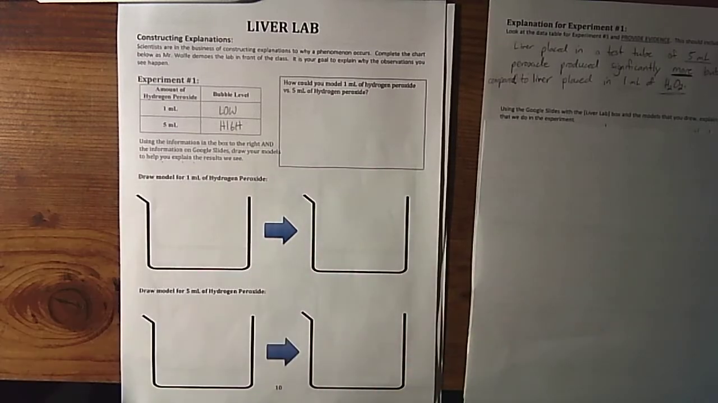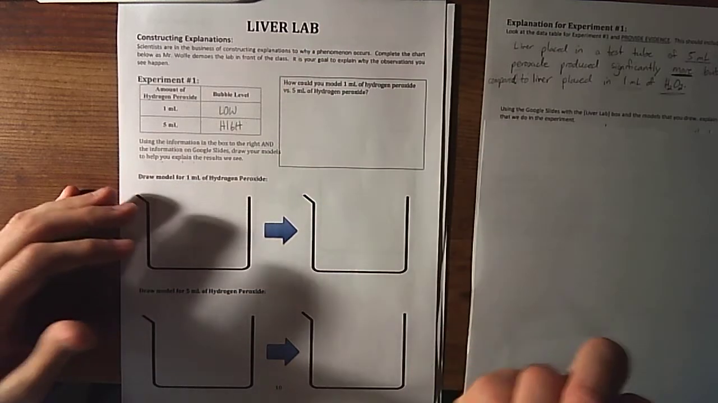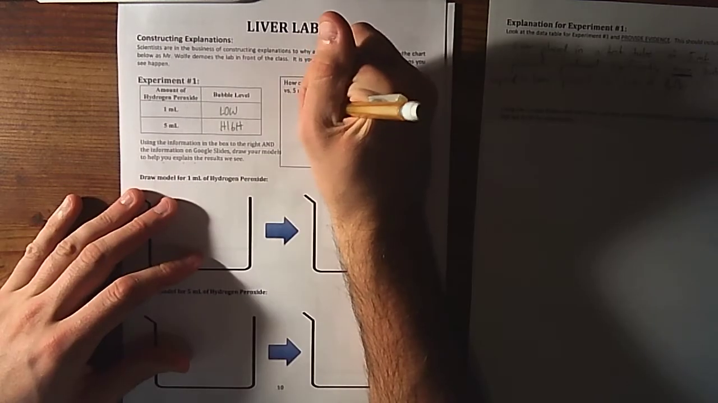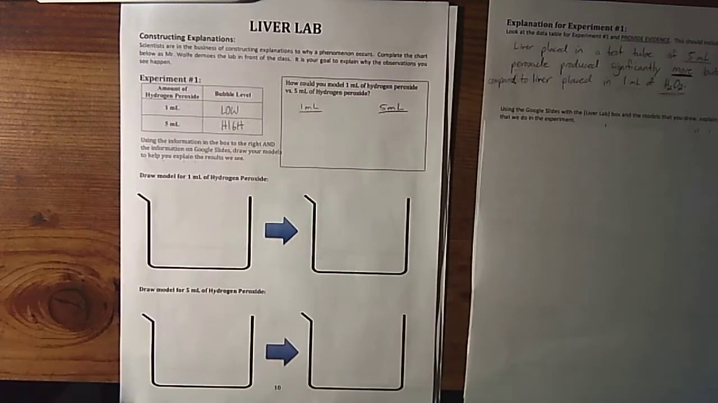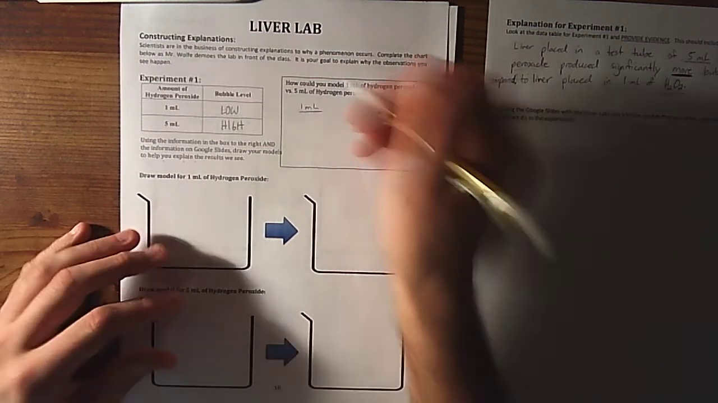So this box asks how you could model 1 milliliter of hydrogen peroxide versus 5 milliliters of hydrogen peroxide. So what I'm going to do is say, okay, this is going to be 1 milliliter, 5 milliliters. If you go to the Google Slides, any of the slides that say liver lab on them, it should only be about 4 or 5 of them.